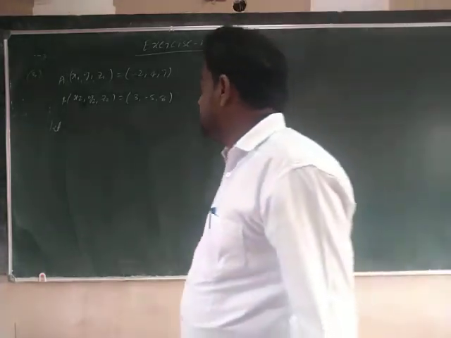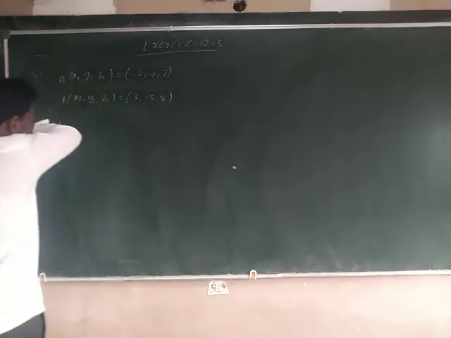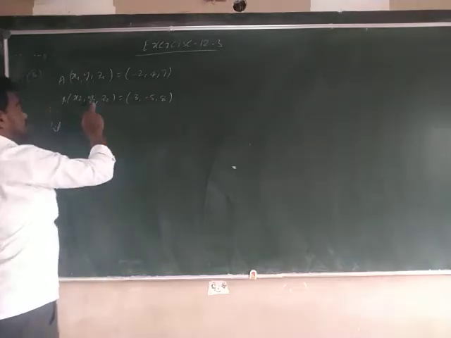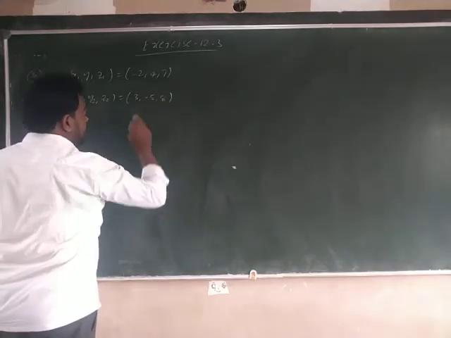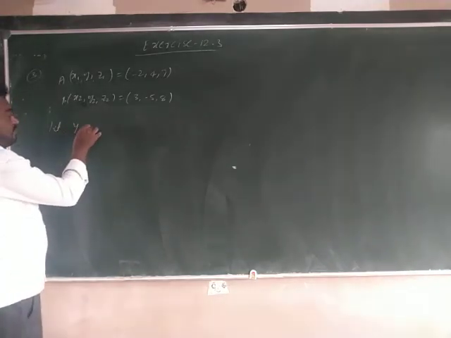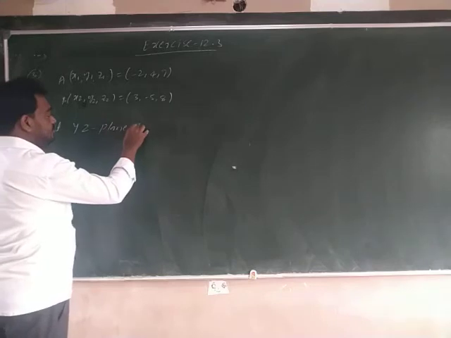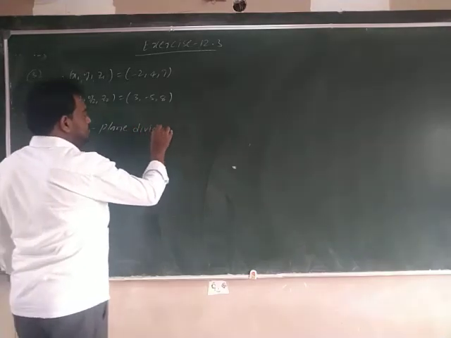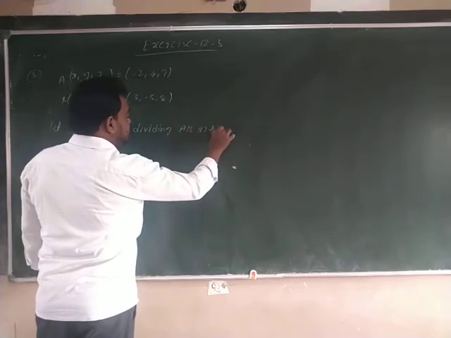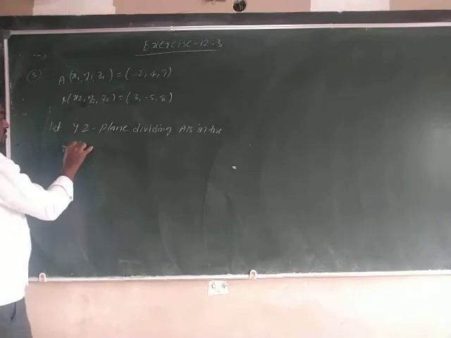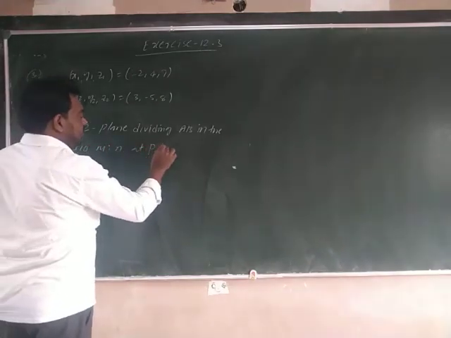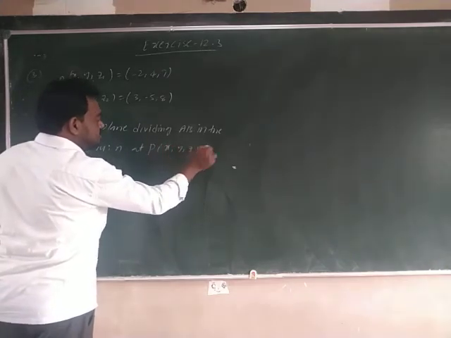Now, how are you solving this one? You see, let the points be x1, y1, z1 given as (-2, 4, 7) and x2, y2, z2 as (3, -5, 8). Okay, these are the given points. I am assuming the YZ plane divides the line segment in the ratio m is to n at P(x, y, z).